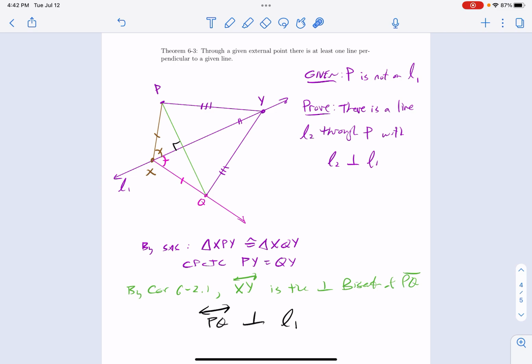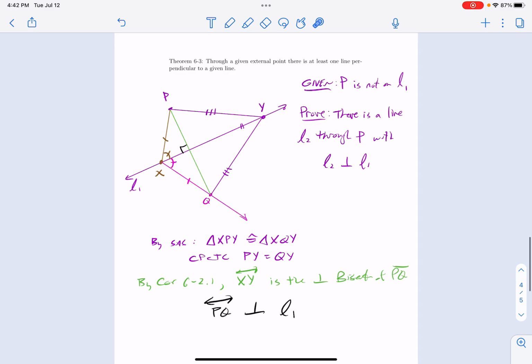If you rewind, we just started with this point and this line, and we figured out why there must be some point here and some line like so that creates a right angle. Okay, that's the end of this part.